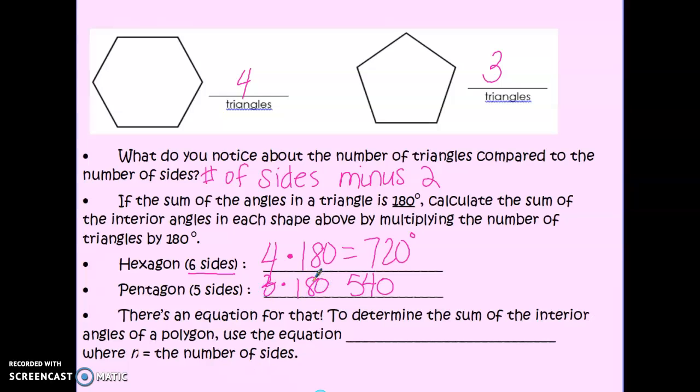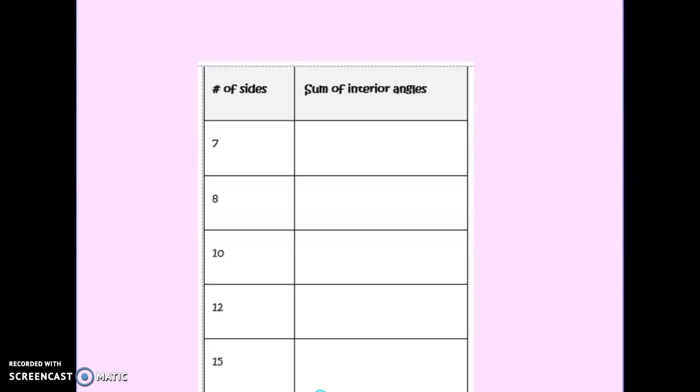Okay, so we do have an equation for this. The equation is n minus 2 times 180 gives us x. That's how we determine how many total interior angles we're going to have, where n is however many sides we have. So if I put in the 6 here, it's going to give me the 4 times 180, just like we did here. Okay, so we're going to calculate these using this formula.